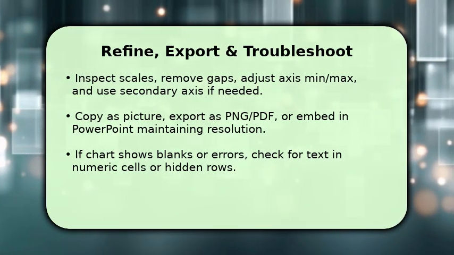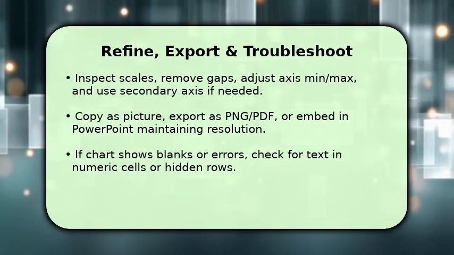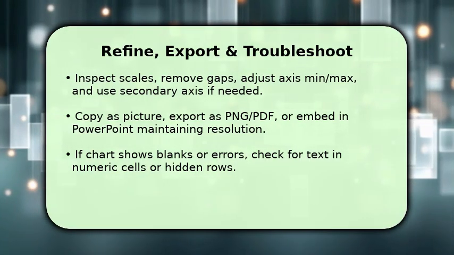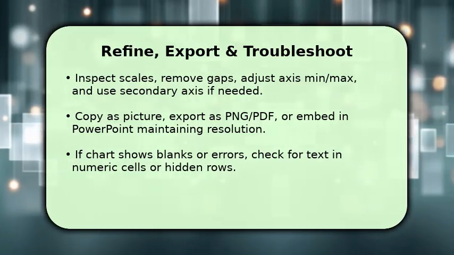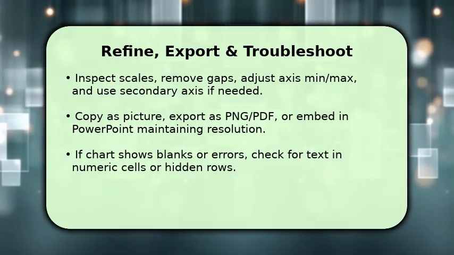If things go wrong, check the data source. Hidden rows, text in numeric cells, or inconsistent ranges are common culprits. If a series disappears, reselect the table or update series, ranges, and select data to fix it quickly.